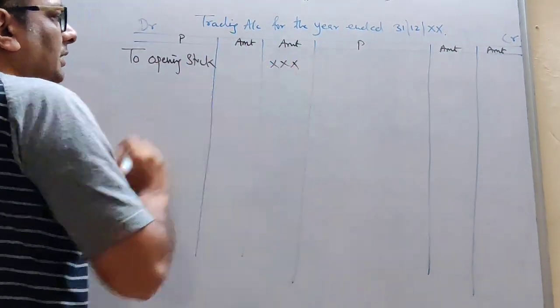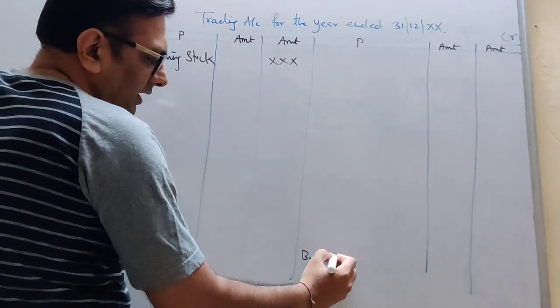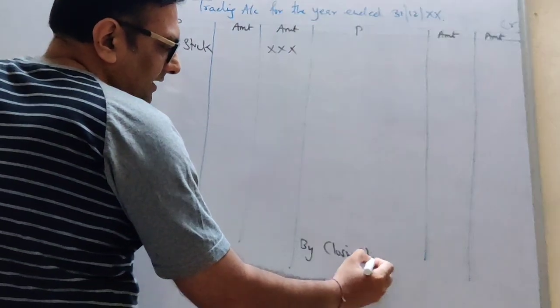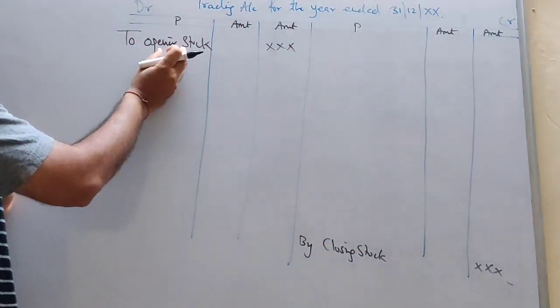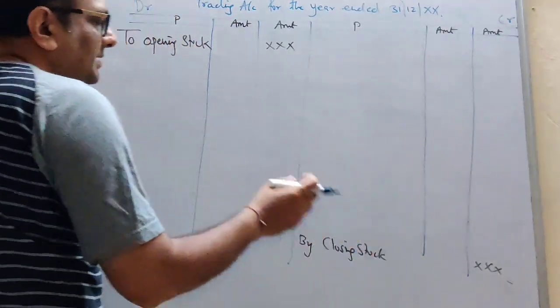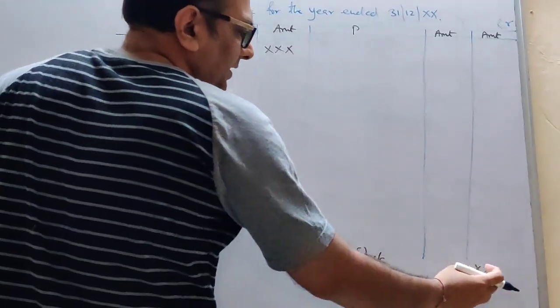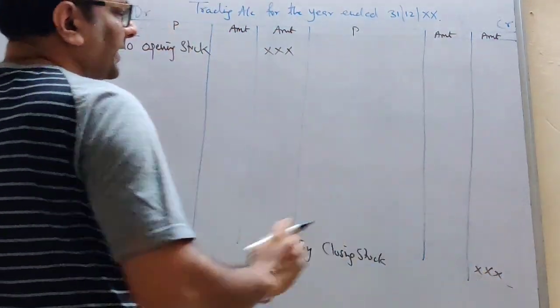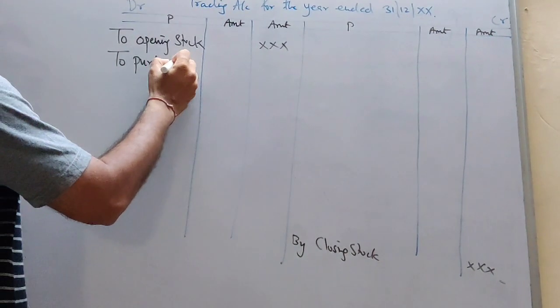That you have to record on the debit side, and closing stock you will record on the credit side. So this is nothing but opening balance and closing balance. So opening stock you record in the trading account debit side, and closing stock you record on the credit side of the trading account. Now you record purchases.